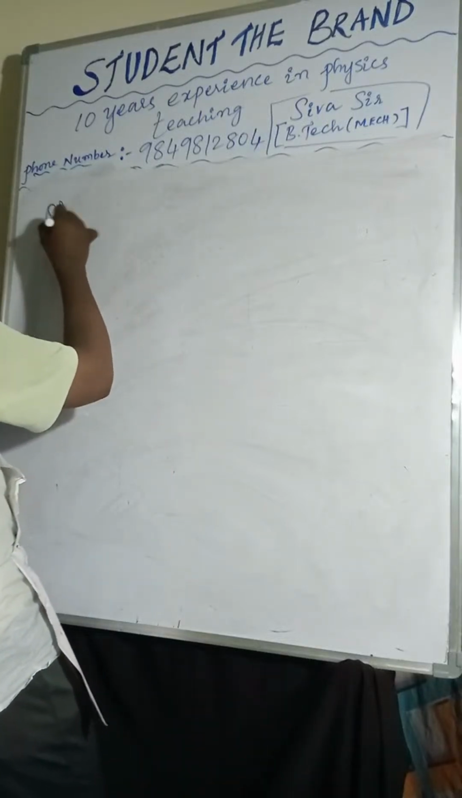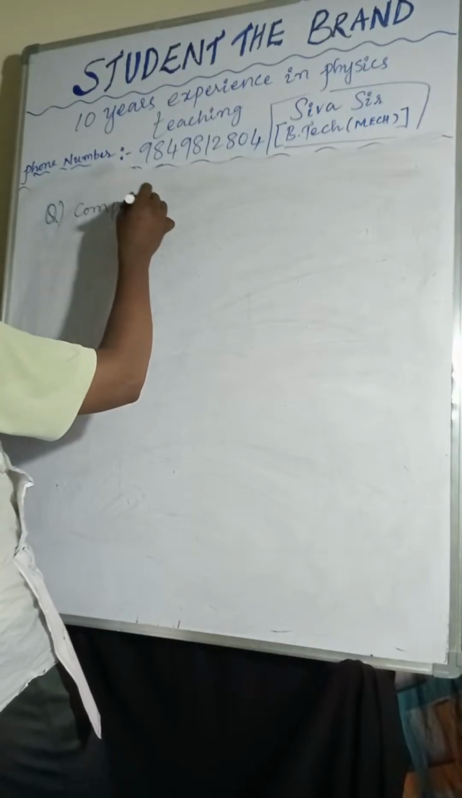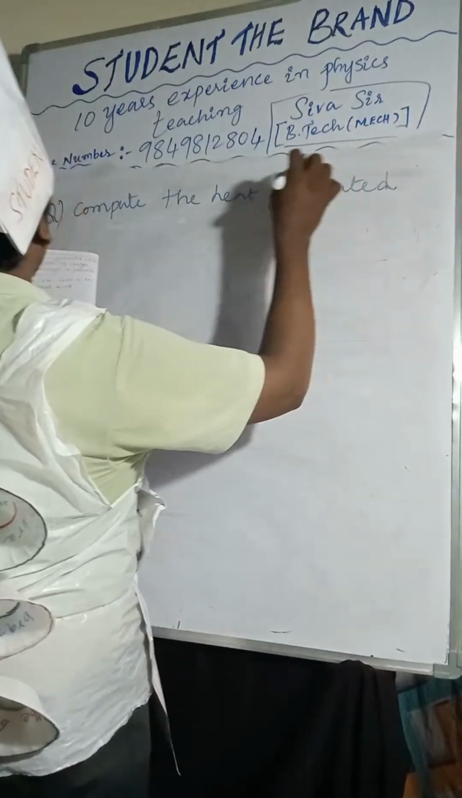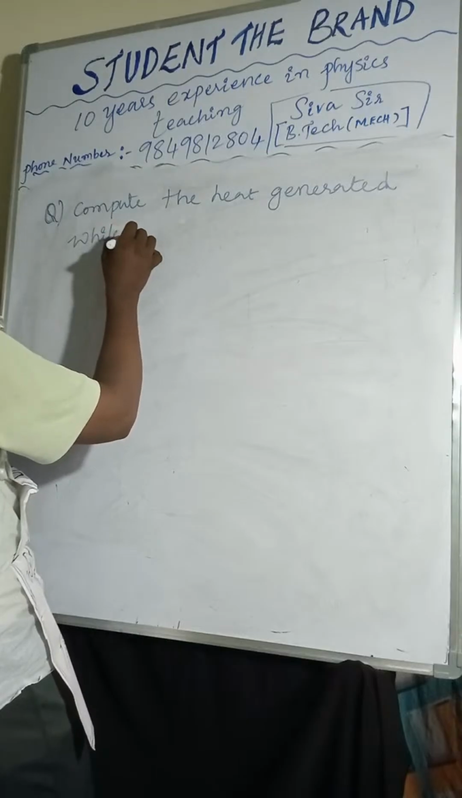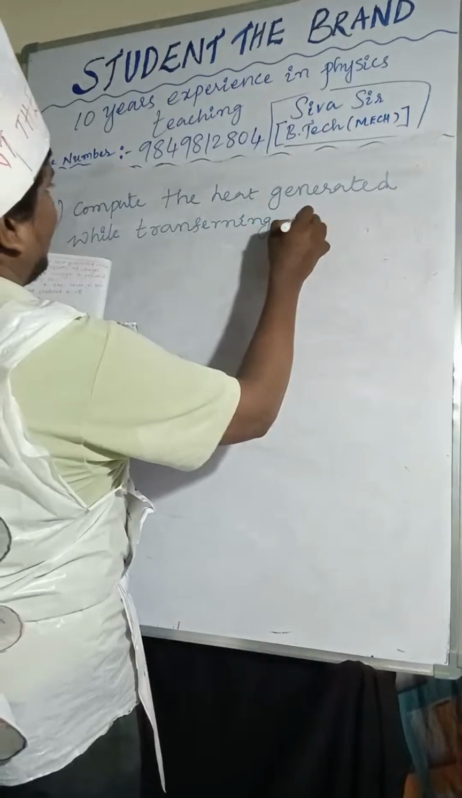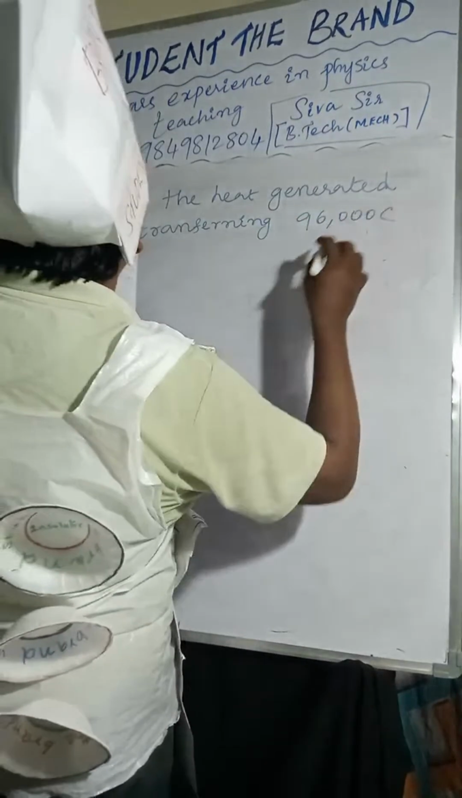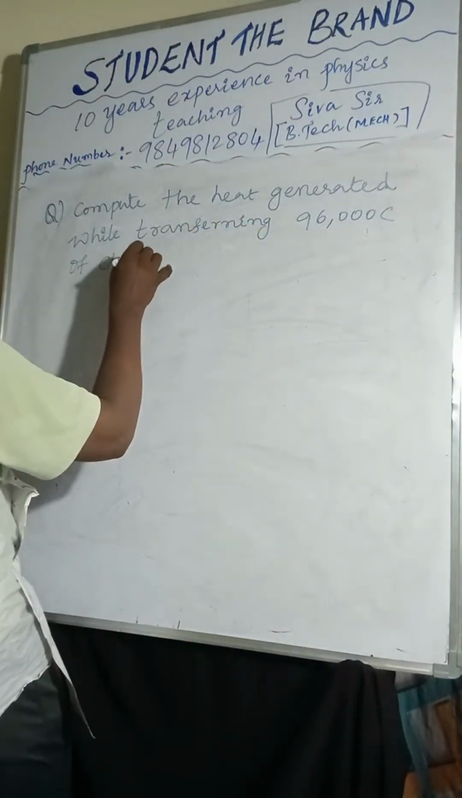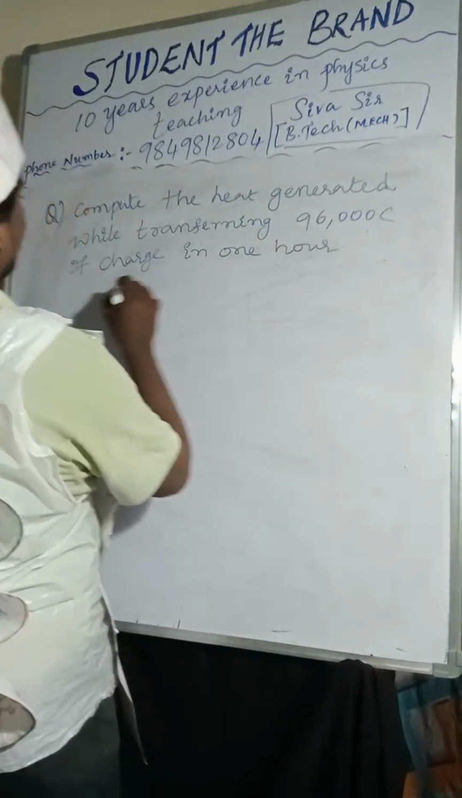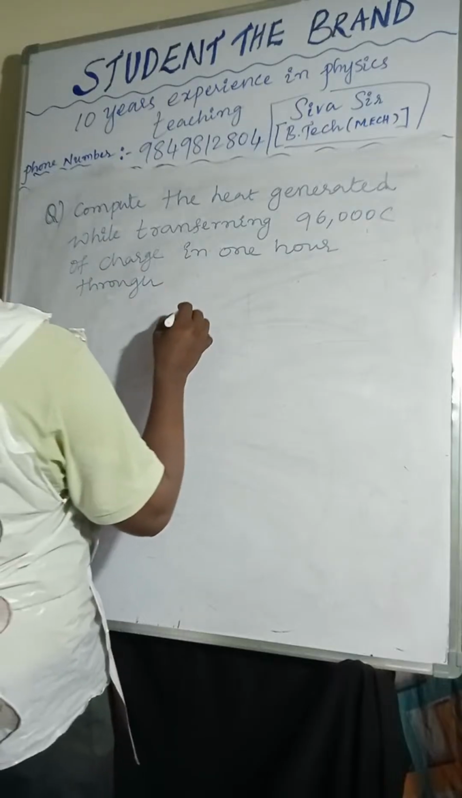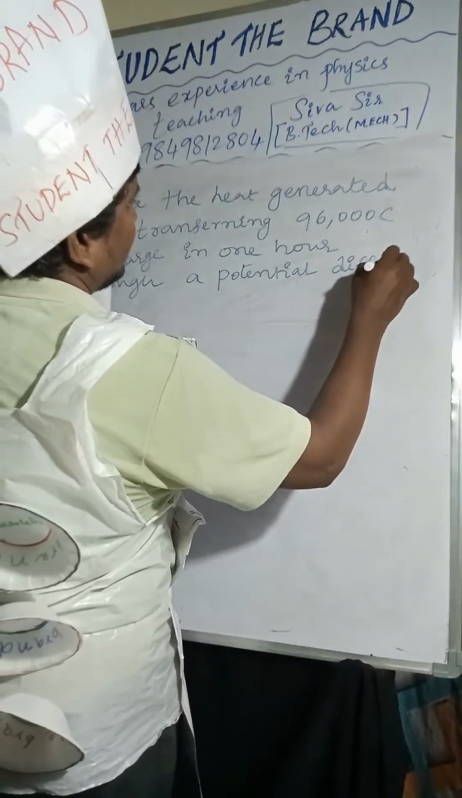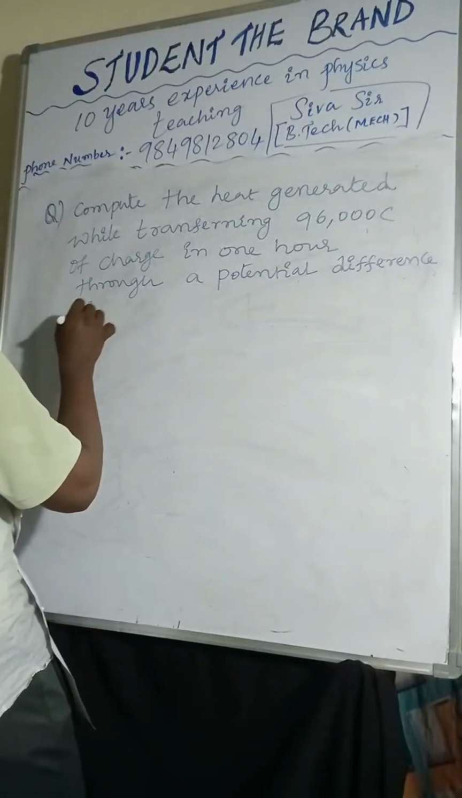Compute the heat generated while transferring 96,000 coulomb of charge in 1 hour through a potential difference of 50 volts.